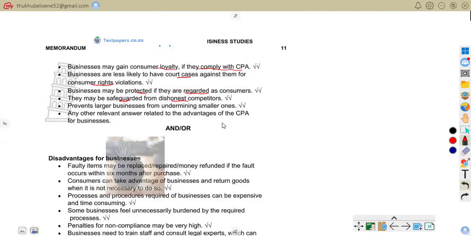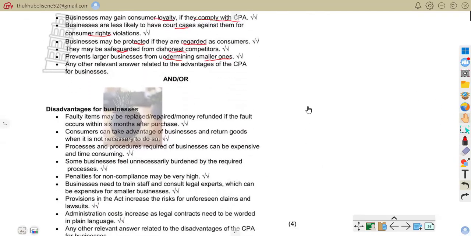They may be safeguarded from dishonest competitors. This act promotes fair competition. For example, competitors cannot use misleading advertising. It prevents larger businesses from undermining smaller ones, so it ensures equal treatment in the market. Like we've said, when you're talking of impact, you're talking about advantages and disadvantages.